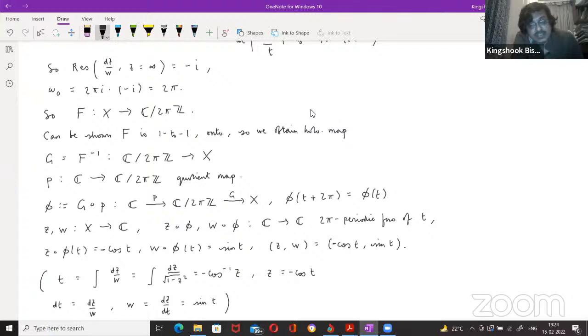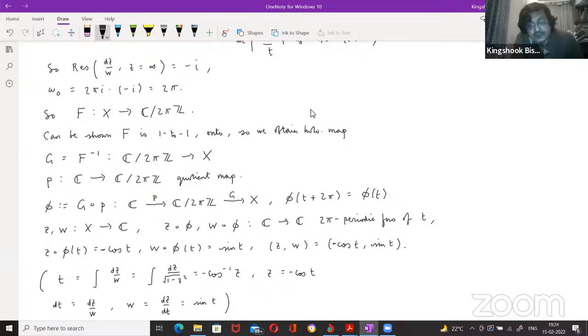And you can see now that it's going to be minus cos t. And this z composed phi t rather becomes minus cos t. And w composed with phi t becomes sin t. And so the pair z, w is equal to minus cos t, comma sin t. So why is this true? Because t, remember, the variable in the plane, is given by integrating dz over w. So that's the integral of dz over square root 1 minus z squared. W was square root 1 minus z squared. So this integral everyone knows, this is minus cos inverse z.